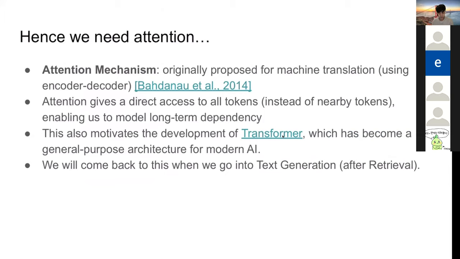We'll come back to this after going to text generation, where attention was first proposed. After it was proposed in text generation, it was extended to other parts, including token classification and also text classification. And that also motivates the development of the transformer, which is basically the building block of modern AI architectures, including BERT.